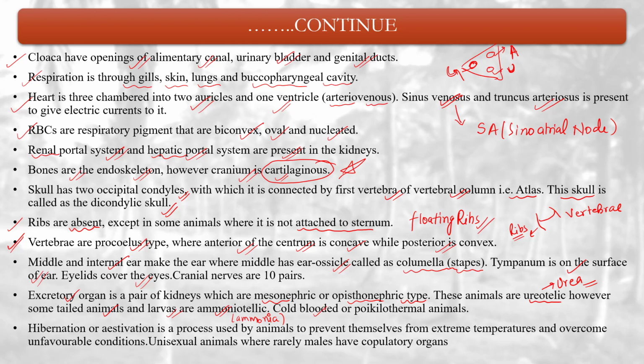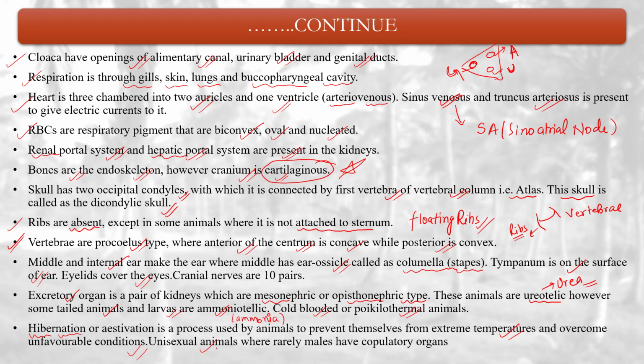Understood? They are cold-blooded or poikilothermal. So excretory organ is a pair of kidneys which are mesonephric or opisthonephric type. Some animals are ureotelic, means they excrete urea, and some are ammonotelic, especially the tailed animals and the larva. Okay. Hibernation or estivation. Hibernation means going deep down in the burrows in winters, and estivation in summers. It is a process used by animals to protect themselves from extreme temperatures and overcome unfavorable conditions.